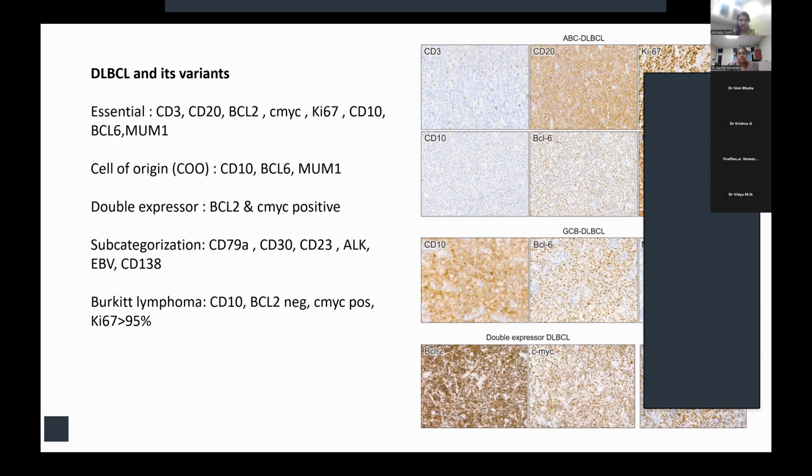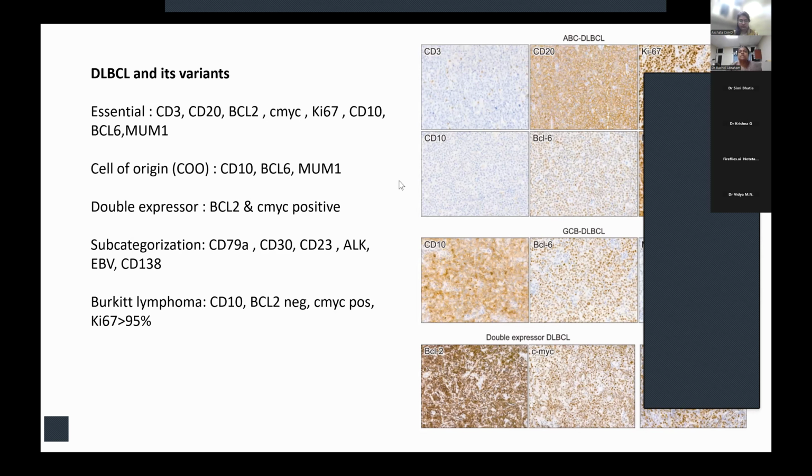In cases where the DLBCLs show a double expressor status, especially when they have a high Ki67 index, there is a chance that it could be a double hit lymphoma, and so the clinician may send the tissue for molecular studies to look at BCL2 and c-MYC gene rearrangements. The importance is that if you identify these rearrangements, the patient may be offered an aggressive chemotherapy regime.